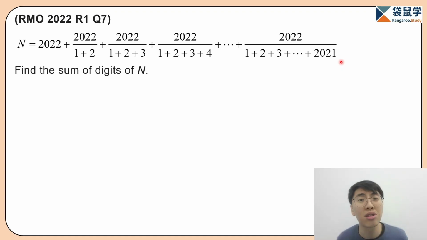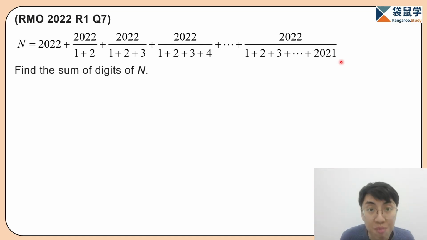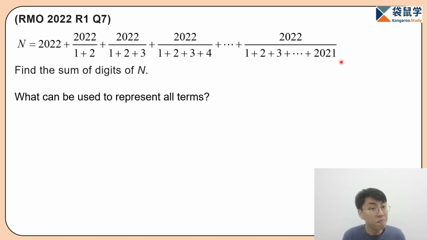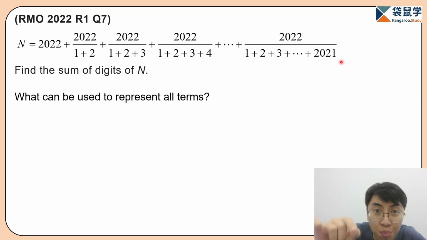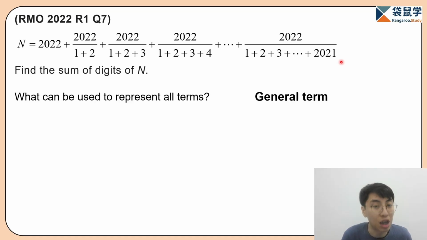So what do we want to do? We can think of a way to represent the arithmetic sequence as something simpler for us to calculate, right? So what can we use to represent all of them? There is a special thing known as a general term. So what is a general term? It is a term that can be used to represent all of the terms in the sequence. Then, how do we exactly find the general term?